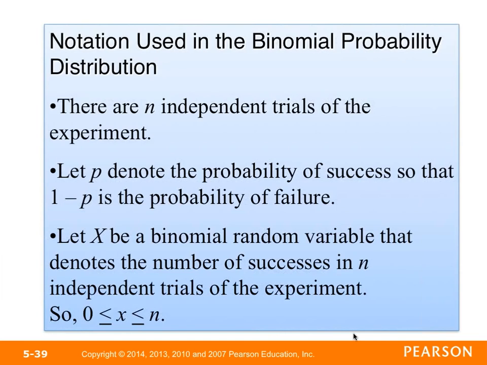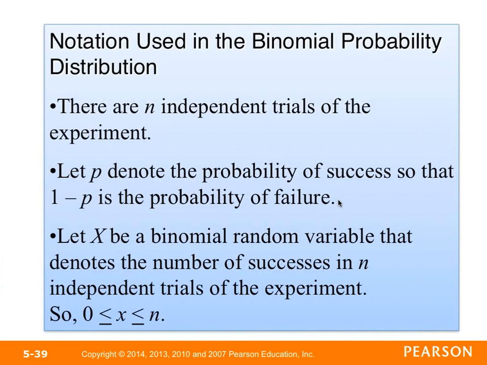So here are some notation things we're going to see. There are going to be n independent trials in the experiment. P is going to be the probability of success, which means that 1 minus P is going to be the probability of failure. Now, if you recall, the reason for that is because we have two outcomes, either success or failure.